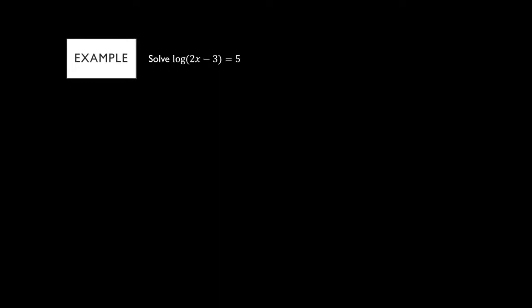So let's see this in action. We've got log, so this is base 10, of 2x minus 3 equals 5. We've already got the logarithm by itself. So this is where we're either going to exponentiate or rewrite in logarithmic form. I'm going to do them both so that you can see that you're basically doing the same thing.